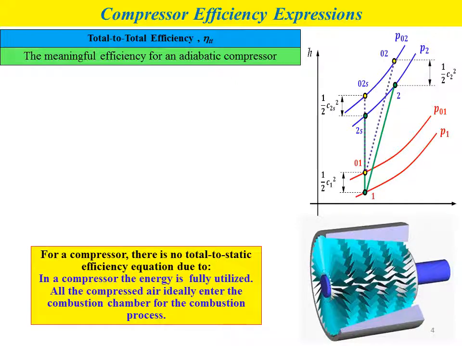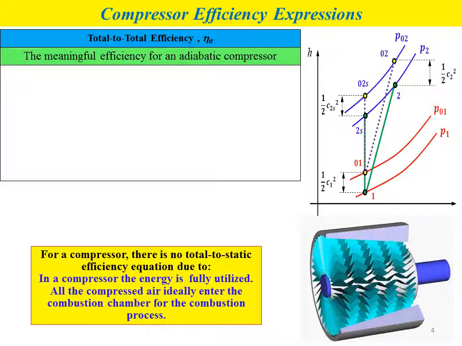However, if you compare to the turbine efficiency expressions, for a compressor there is no total to static efficiency equation, because in a compressor the energy is fully utilized. All the compressed air ideally enters the combustion chamber for the combustion process. So that's why, compared to the turbine, there is no total to static efficiency for the compressor. The compressor only has total to total efficiency, mu tt.